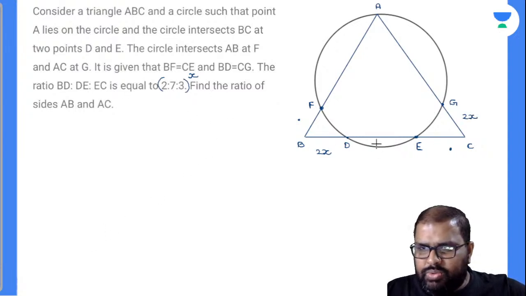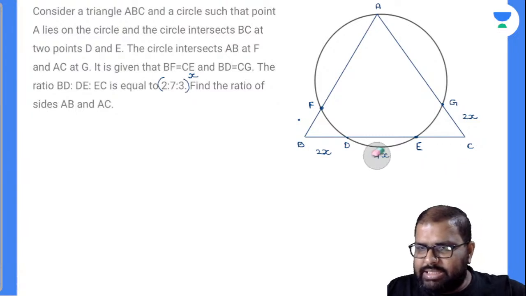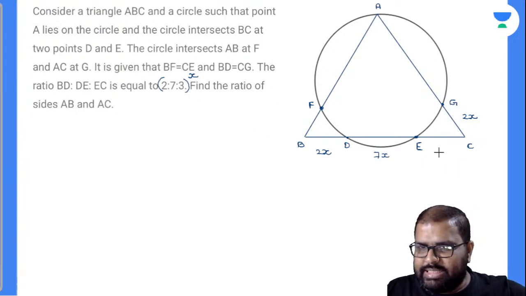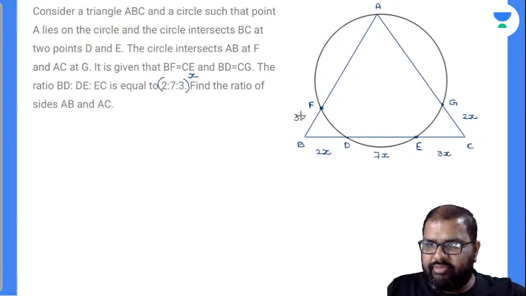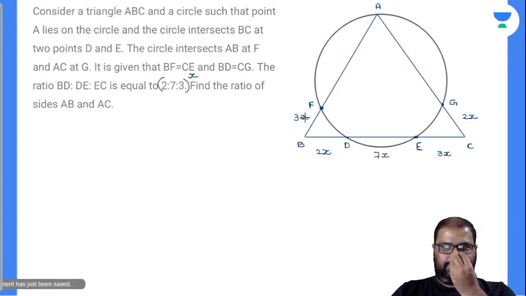DE is equal to 7x. Now EC is equal to 3x. So if EC is 3x, BF must also be 3x because BF is equal to EC, as given there. So this is 3x and this will be 3x. Okay, fine. Find the ratio of the sides AB and AC is the question asked.